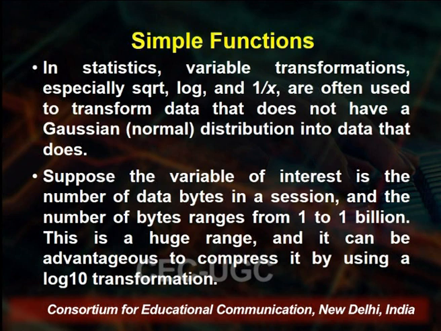These square root or log or 1 upon x are generally used to transform data which does not have a Gaussian or normal distribution into data which will have a normal distribution, because we had seen that data can have multiple types of distribution. So if you get data which does not have a normal distribution, then you apply these simple functions to it so that it follows the normal distribution.